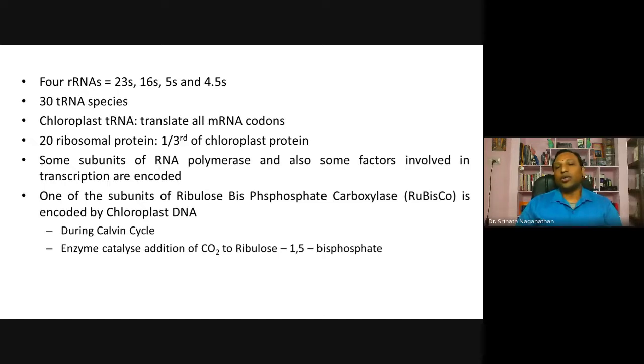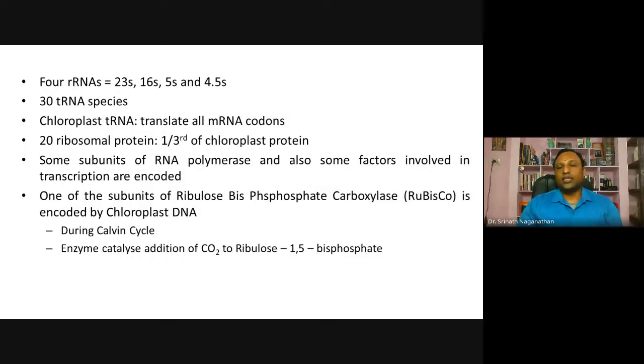Chloroplast tRNA translates all the mRNA codons. 20 ribosomal proteins, that is 1/3 of the chloroplast protein, some subunits of the RNA polymerases, and also some factors involved in transcription are encoded. One of the subunits of ribulose bisphosphate carboxylase, that is Rubisco, is encoded by chloroplast DNA. During the Calvin cycle, this enzyme catalyzes addition of CO2 to ribulose 1,5-bisphosphate.